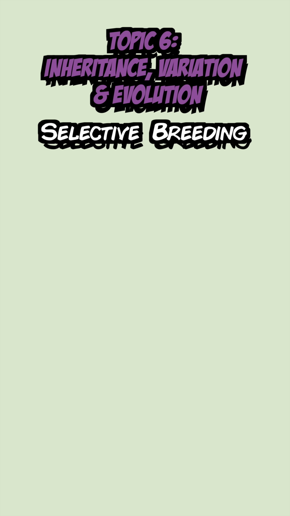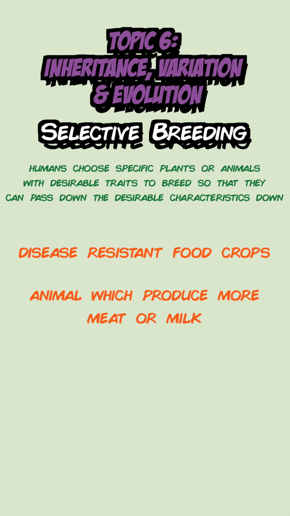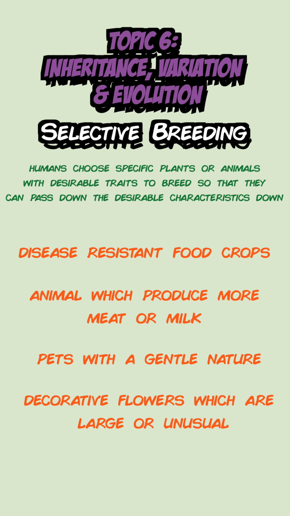Next up, we have selective breeding, which is where humans choose specific plants or animals with desirable traits to breed so that they can pass down the desirable characteristics to their offspring. Examples of these desirable characteristics could be things like disease-resistant food crops, animals which produce more meat or milk, pets with a gentle nature, and decorative flowers which are large or unusual.